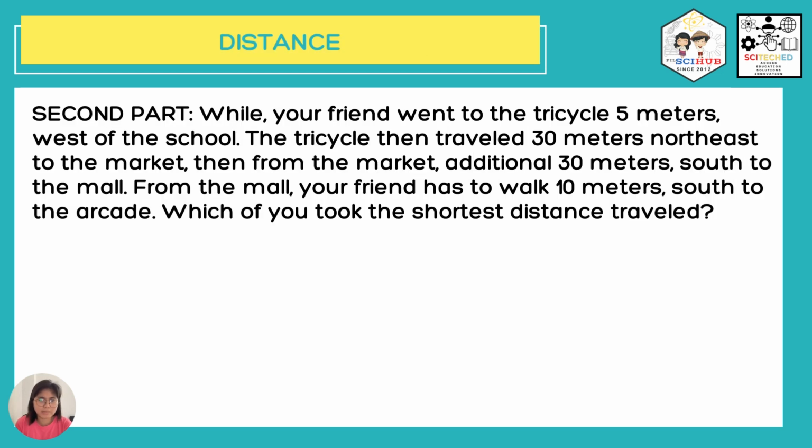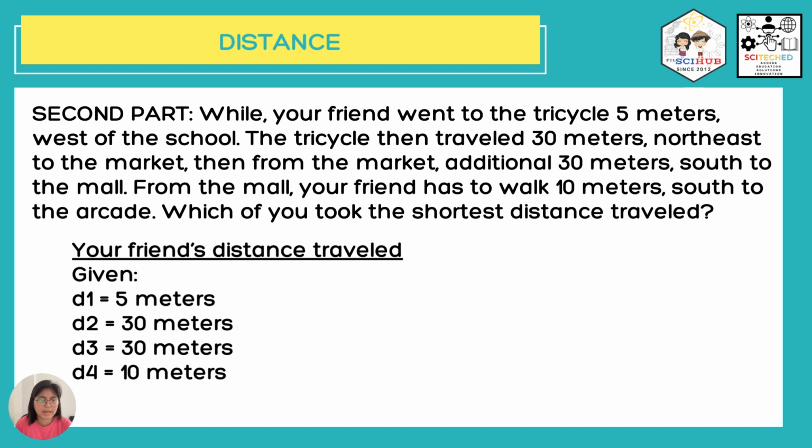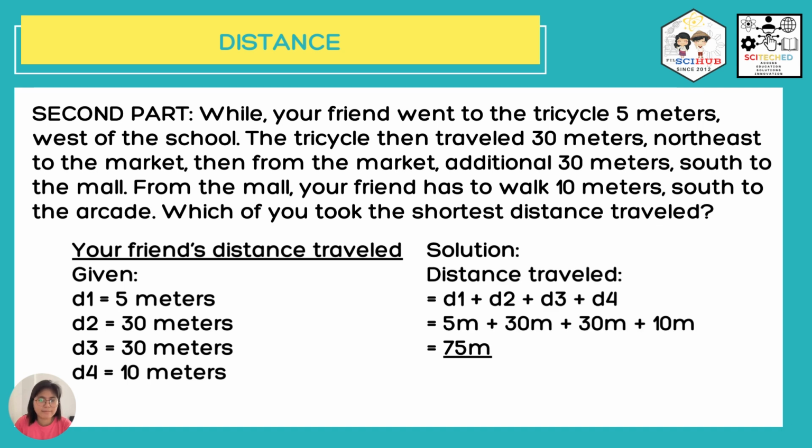Now, for the second part, we also have to take note of their distance traveled, or what they have traveled so far. So first, 5 meters west, then 30 meters northeast, then 30 meters south, then another 10 meters south. Okay? So you have to thoroughly read the problem in order to get all of the given values in the problem. With that, we just solve it. So just get the summation of all the values and we get 75 meters.